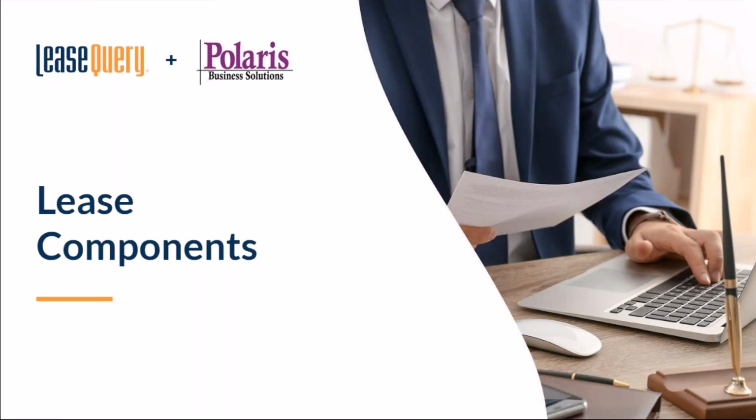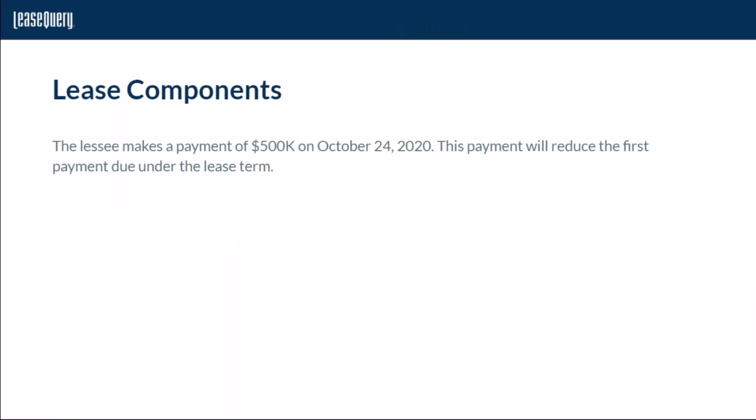What components actually exist in the contract, as in what payments exist, and then how do we actually identify them? We're going to start at the top here. The lessee is going to make a payment of $500,000 on October 24th, 2020. This payment does reduce rent owed under the lease term for a particular month. Because of that, we want to identify what that $500,000 actually means from an accounting perspective.